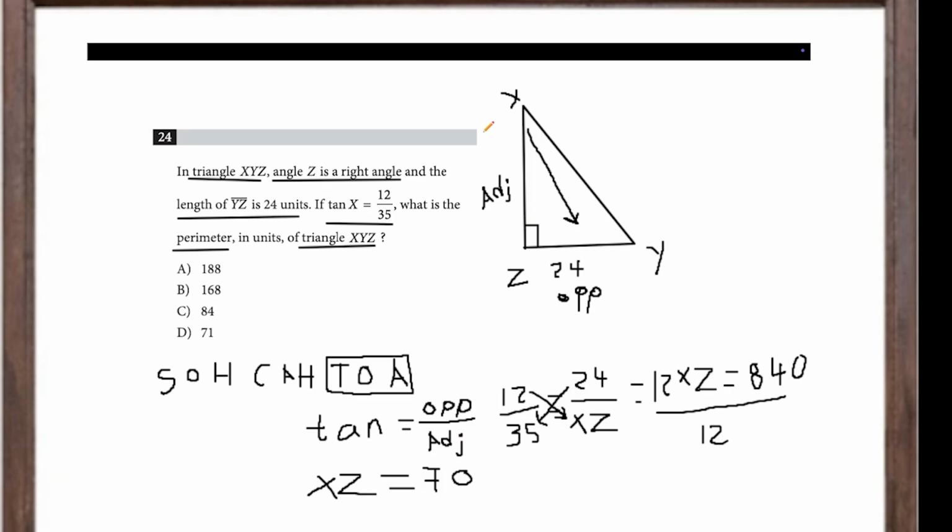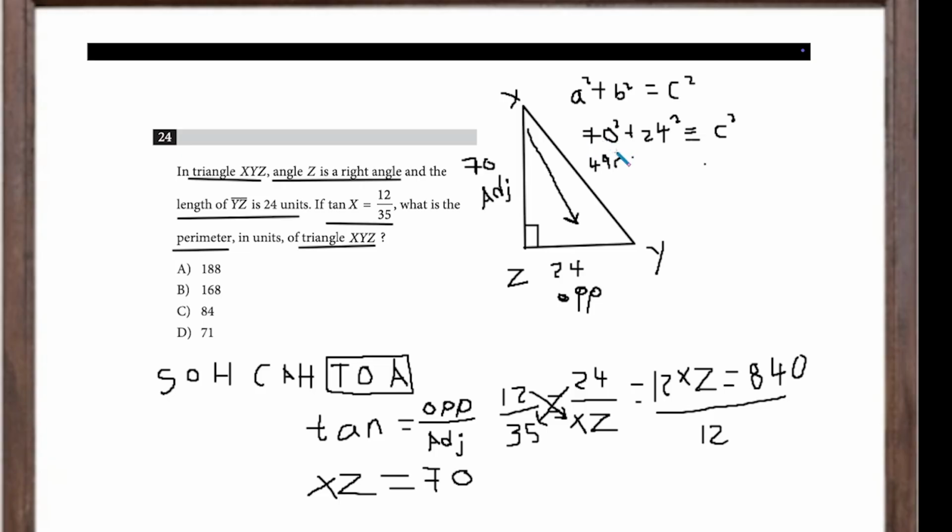However, we're not done yet. The question asks for the perimeter of triangle XYZ. So now we're going to need to find side XY. So we know that XZ is 70, ZY is 24. So we're going to have to use the Pythagorean theorem because we want to find the hypotenuse. And we know that whenever we want to find the hypotenuse, we use the Pythagorean theorem. So A squared plus B squared equals C squared. So now we're going to input our numbers in our variables. So we have 70 squared plus 24 squared is equal to C squared.